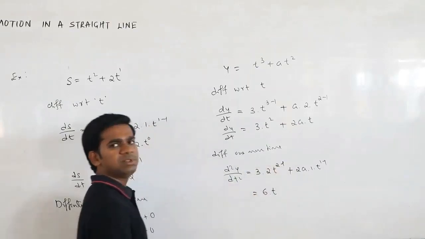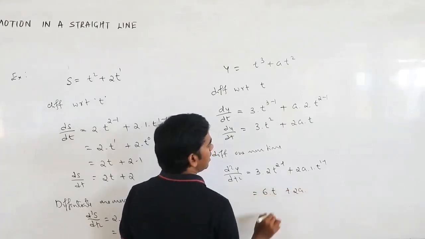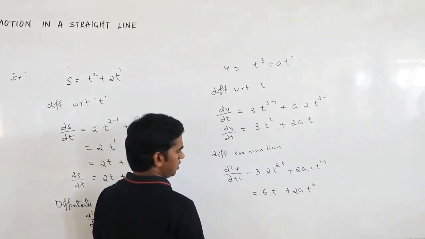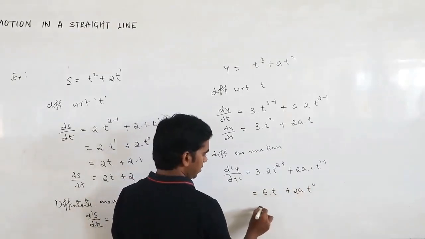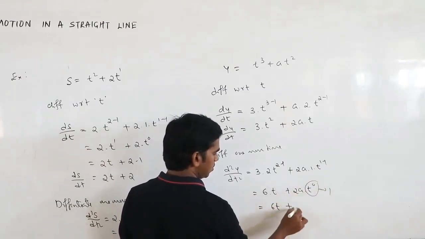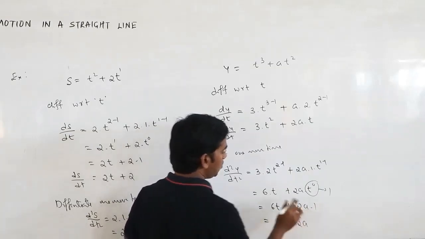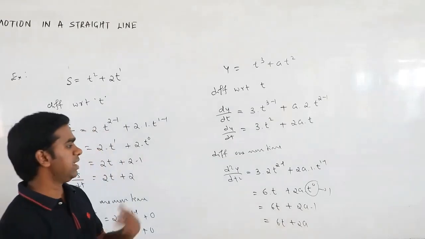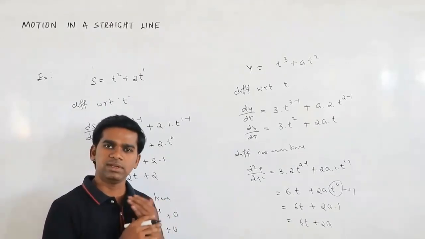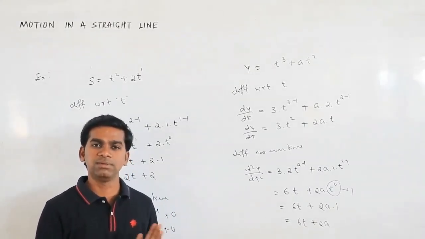T raised to 2 minus 1 means t raised to 1, which is t only, plus 2a as it is. So t raised to 0 is 1, so it is 2a into 1. So 6t plus 2a. Okay. So simple examples I have given you. Try to practice. If you understood, it is very good. If you are feeling difficulty, don't worry about that one. Okay, skip this part.